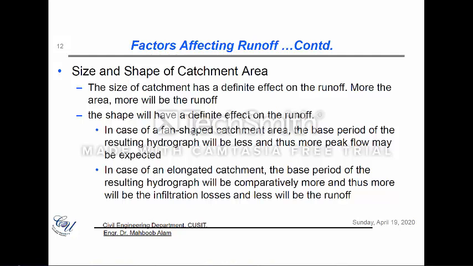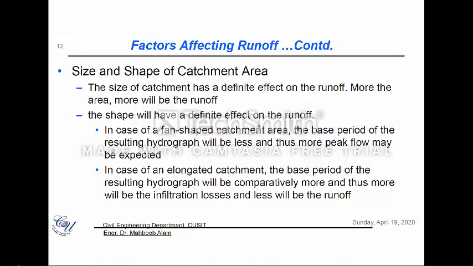If our catchment is fan shaped, or let's say it's a little bit bigger, then the base period of the resulting hydrograph will be less and peak would be higher. On the other hand, if we have an elongated catchment which is narrower and let's say longer, then our base period would be comparatively larger than the fan-shaped catchment, and the losses would be more, and then ultimately the discharge would be less.